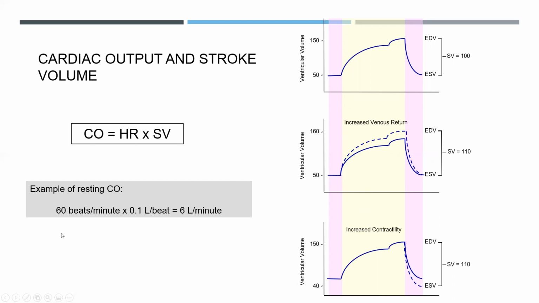So when we look at cardiac output, let's say we have a patient that has a heart rate of 60 beats per minute and their stroke volume is 0.1 liters per beat. That gives us a cardiac output of 6 liters per minute.